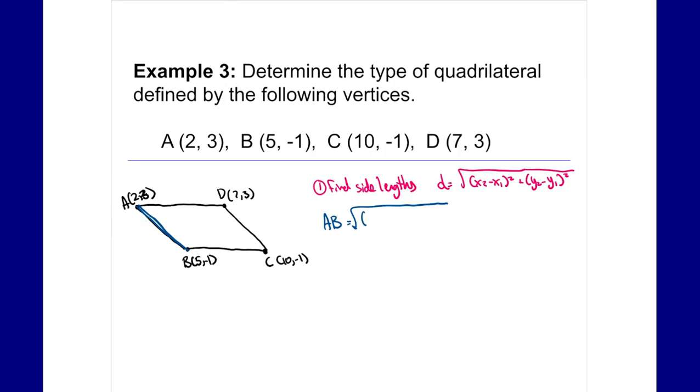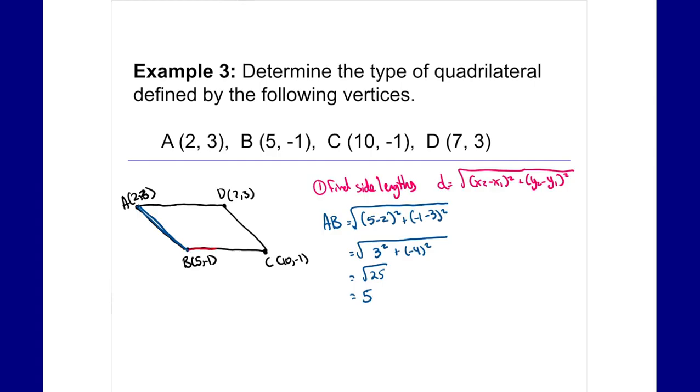So AB, we have 5 minus 2 squared plus negative 1 minus 3 squared, all square rooted. We get 3 squared plus negative 4 squared. We get the square root of 25, or 5. If we're just comparing or checking, we can probably just leave it as the square root value. We don't really need to evaluate that, because as long as we get the square root of 25 elsewhere, that's enough.